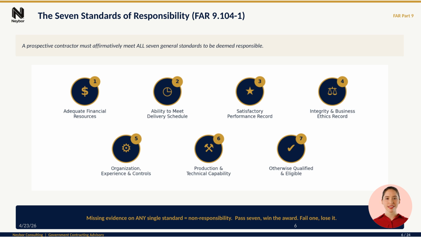Here's the key. These are not a weighted scorecard. A failure on any single standard is enough to produce a non-responsibility determination. You pass all 7, you're eligible for award. You fail one, you just know you're out.